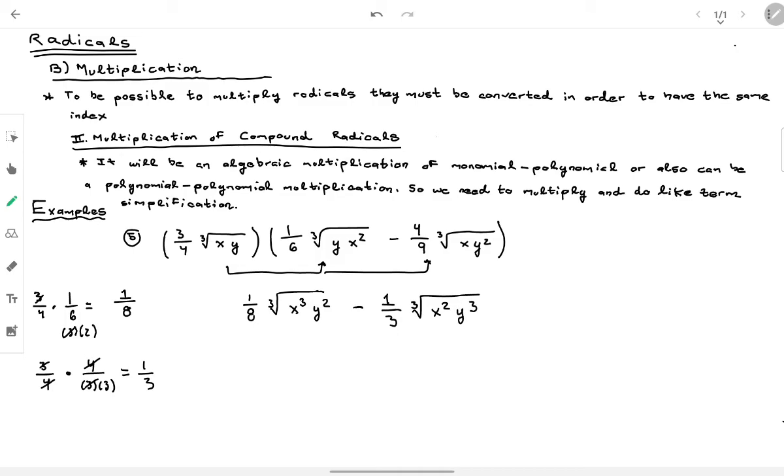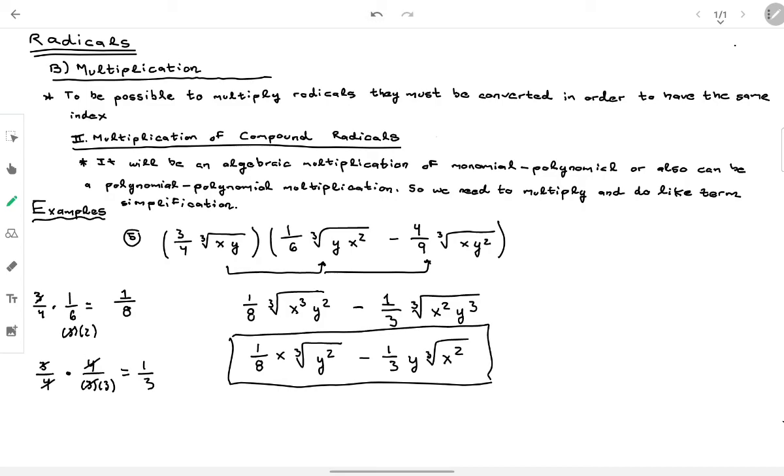So let's see if we can take out something from the roots. On the first one, we can take out an x that multiplies the cubic root of y squared. The y squared cannot go out because the power is smaller than the index of the root. The other one is going to be minus 1/3 of y that multiplies the cubic root of x squared. Maybe this can be an answer. Yeah, this can be an answer. It's correct. We have a positive first and a negative after because we have a binomial.